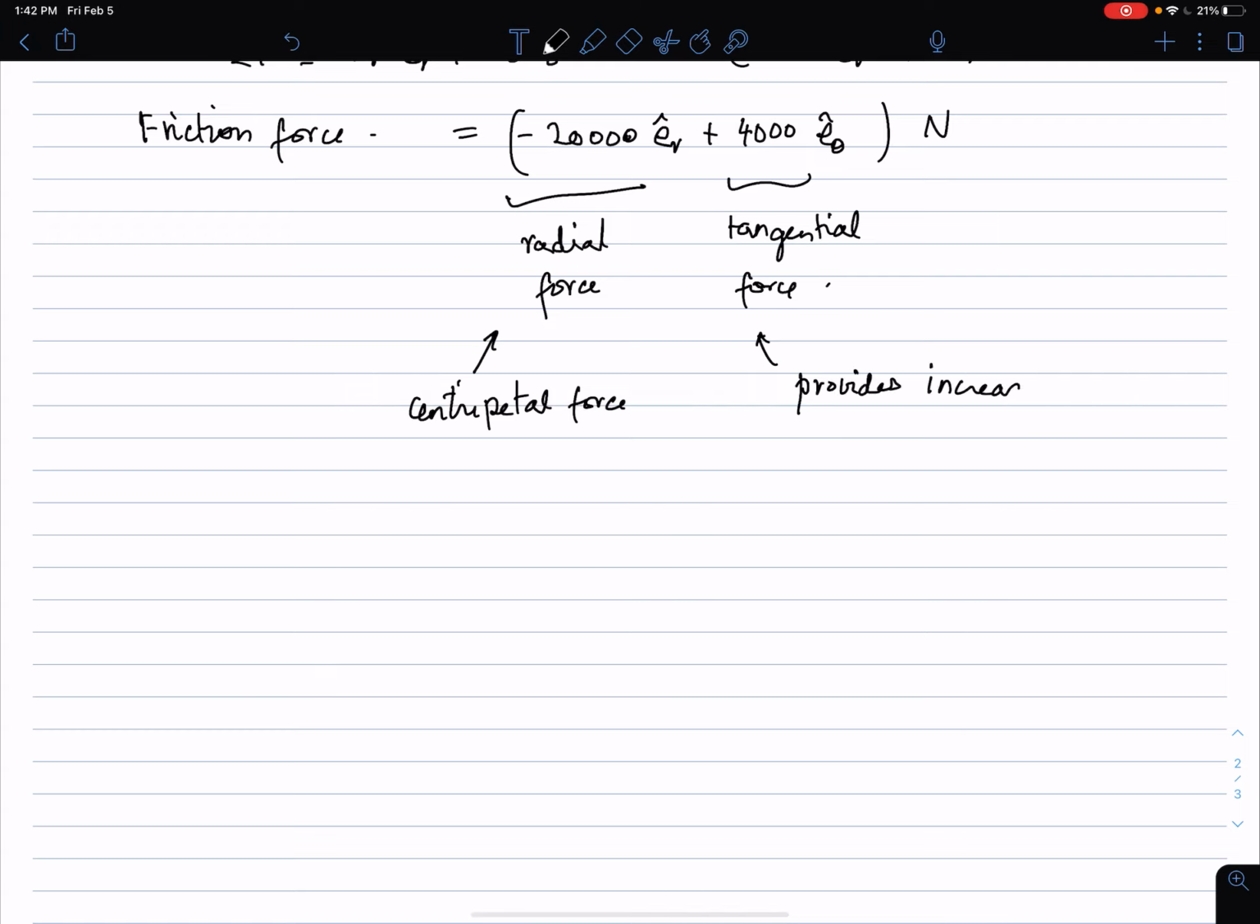increase in speed. Okay, recall again that acceleration has two parts, one part that has to do with changing speed, another part that has to do with changing direction. And similarly, the forces have those aspects as well. This force provides change in speed, this force provides the centripetal force, namely change in direction.